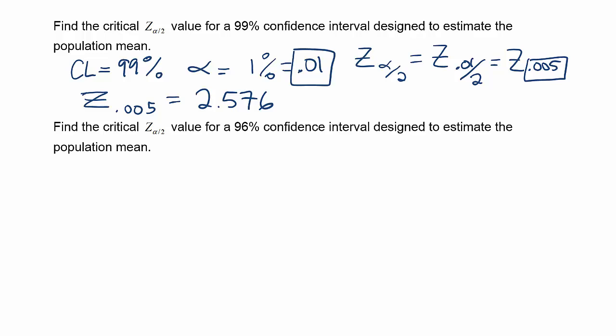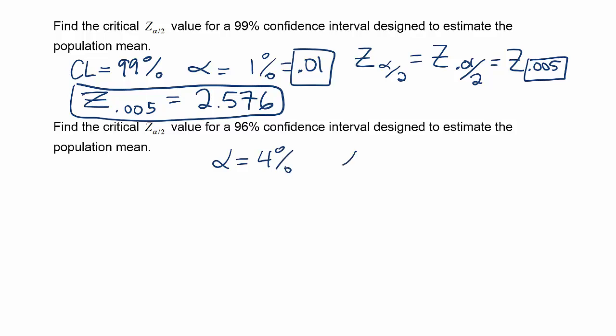Okay, so now that we have that, let's look at this second example. It says find the critical z alpha divided by 2 value for a 96% confidence interval designed to estimate the population mean. So if you wanted to know what alpha is here, it would be 4%, right? Because 4% and 96% add up to 100%. And then alpha divided by 2 would simply be 2%, written as a decimal 0.02.